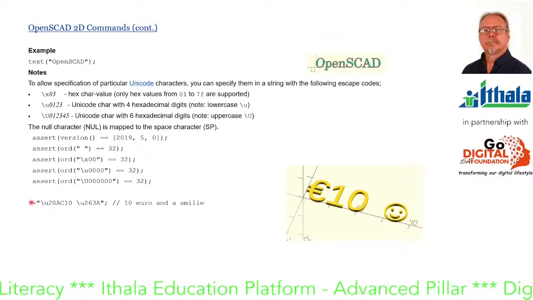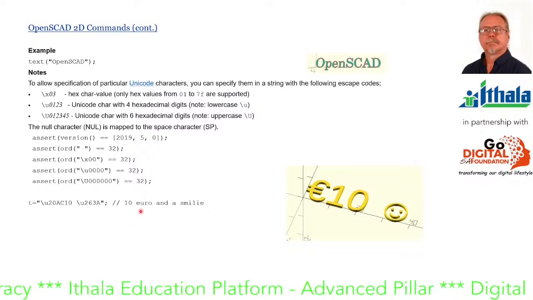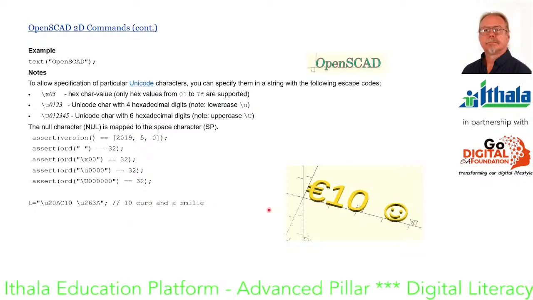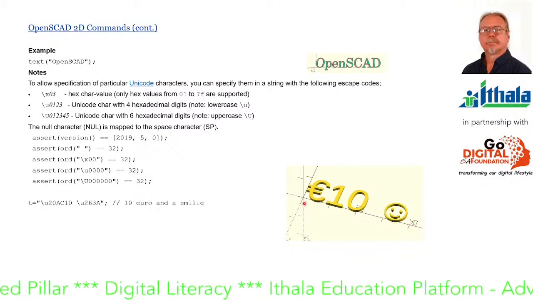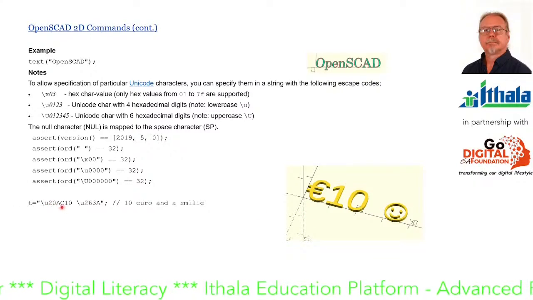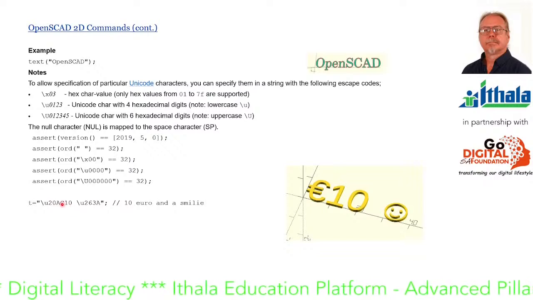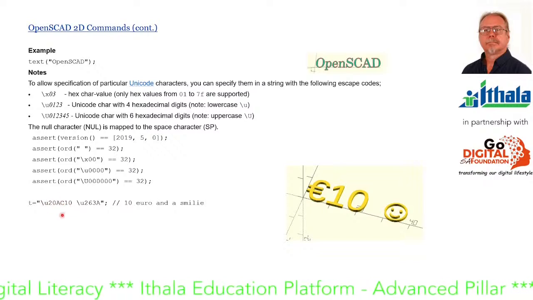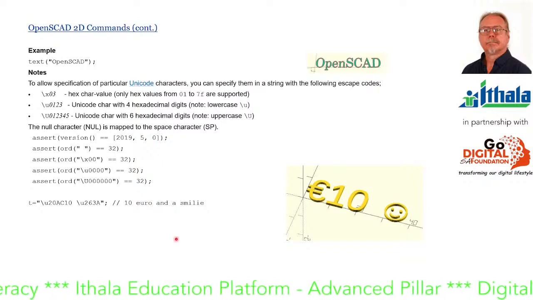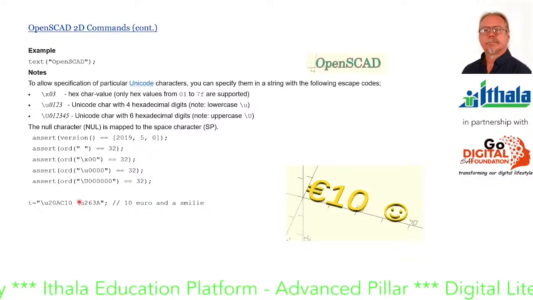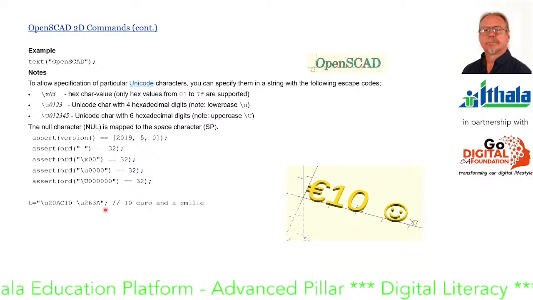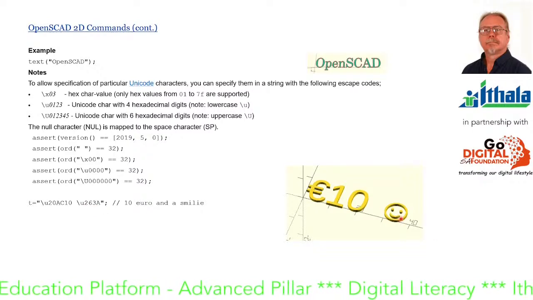Okay, these are things you don't normally have to worry about, but you can do some special characters that are useful. Okay, here's an example where we've got the euro symbol and a smiley. So the euro character is \U20AC, and now that's followed by 10. So it's going to do the euro symbol and then 10. So you see the euro symbol and then 10. And then there's a space, and then \U263A. That gives us a smiley face.